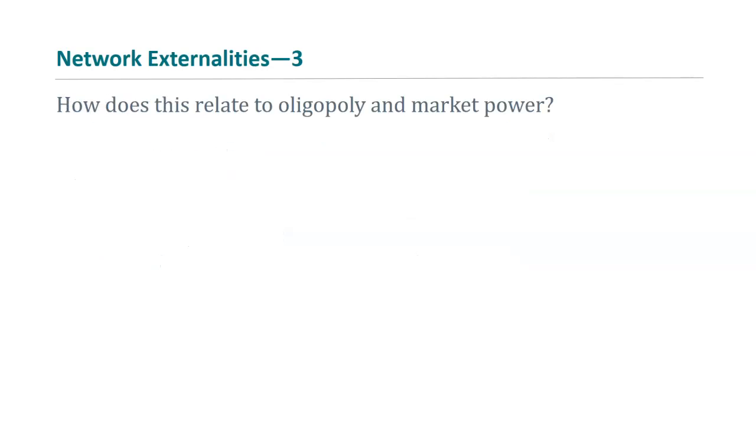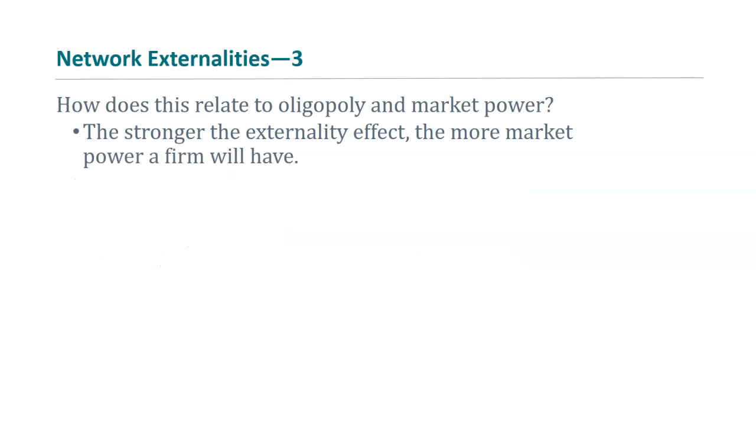How does this relate to oligopolies and market power? Well, as you could probably guess, the stronger the externality effect, the more market power the firm will have, right? So the more network externality you enjoy, the more inelastic your customers are, the more folks are going to flock to your product rather than your competitors, because you have the critical mass, you have all their friends, and so you're where they're going to come, and the more market power you'll have.